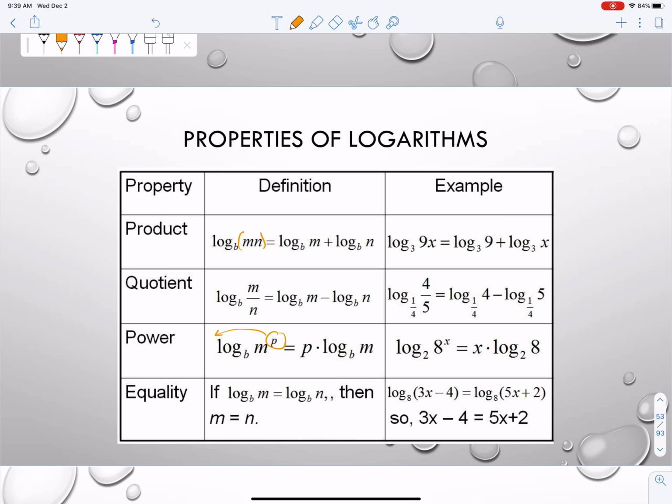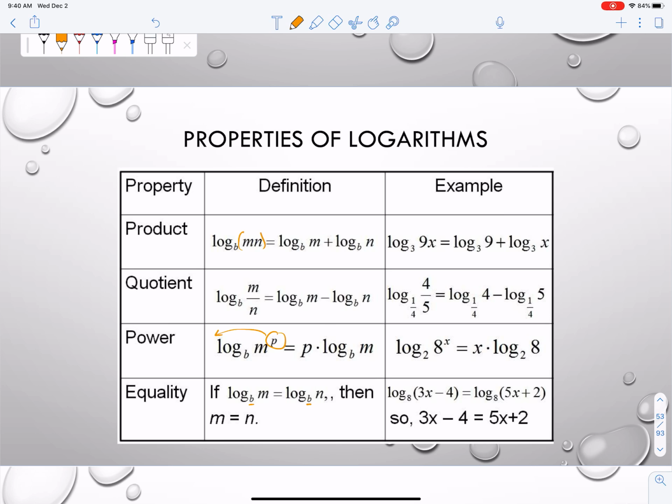And the last one is the equality property. If I have like bases on both sides, single logs, so log base B of M equals log base B of N, then the only way this is true is if those two quantities equal one another. This is just a rewrite of the exponential equality property from before.